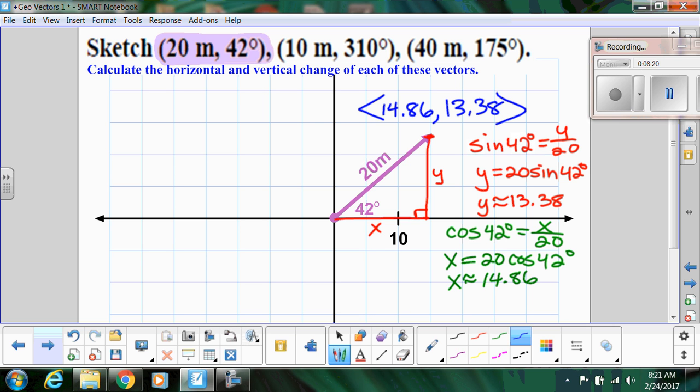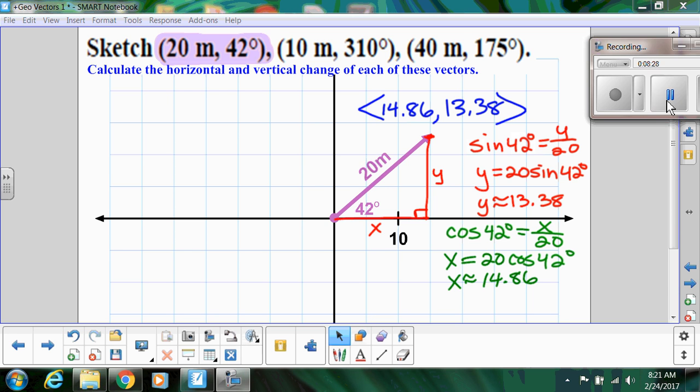Okay, so I'm going to pause the video. You go ahead and do the same thing for those other vectors. See if you can find the horizontal and vertical change for those.